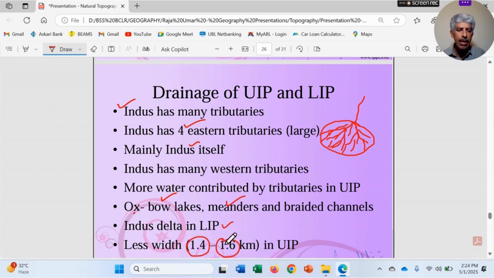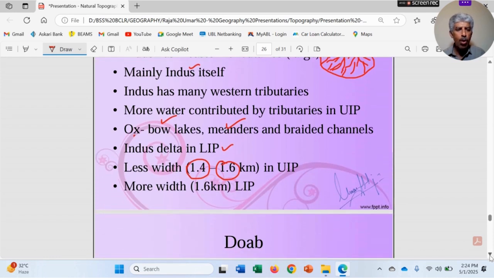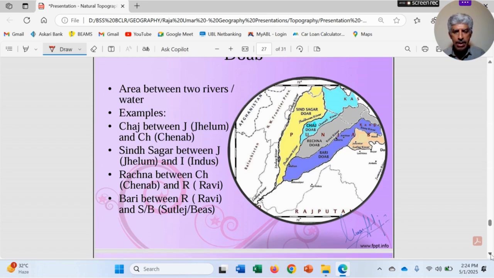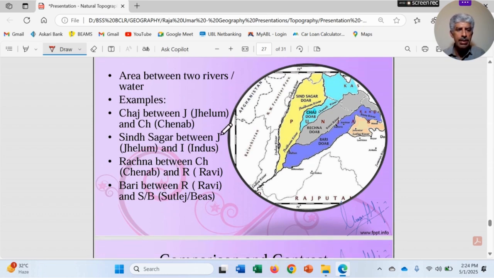In the lower Indus Plain, the width of the Indus River is 1.6 kilometers. More width, 1.6 in the lower Indus. Upper Indus less, lower Indus more, because more water is there from all the other rivers. So Doabs, here we have the same Doabs over here already explained.